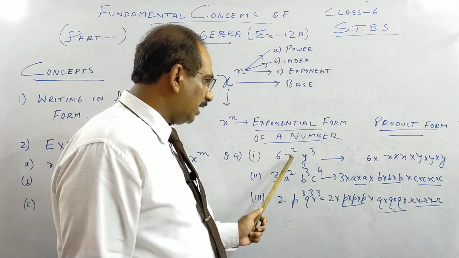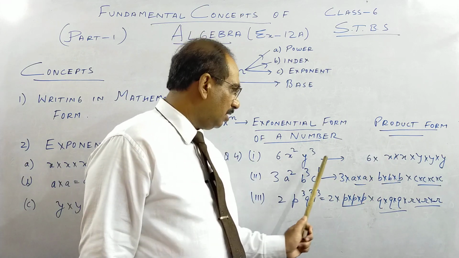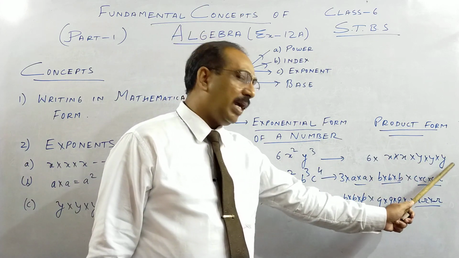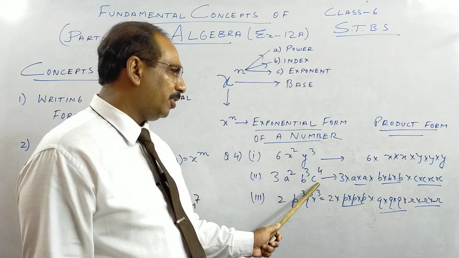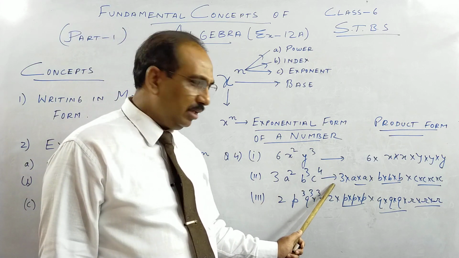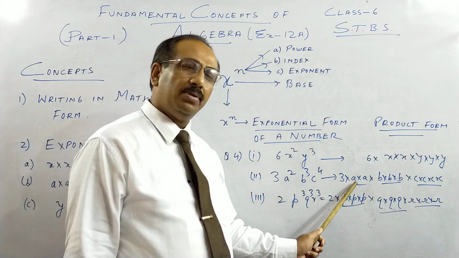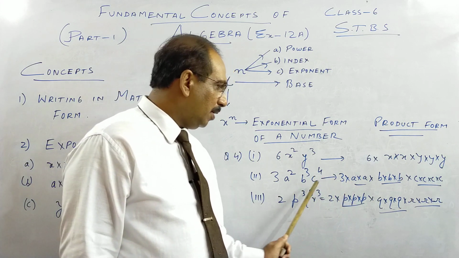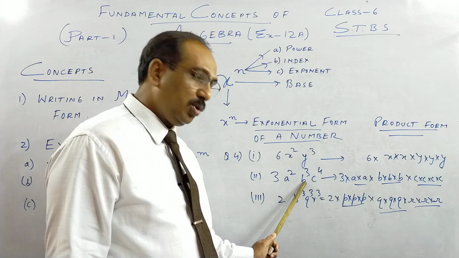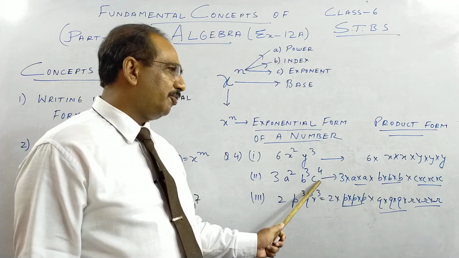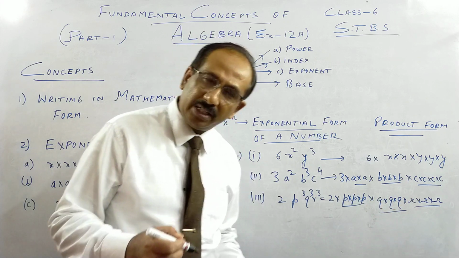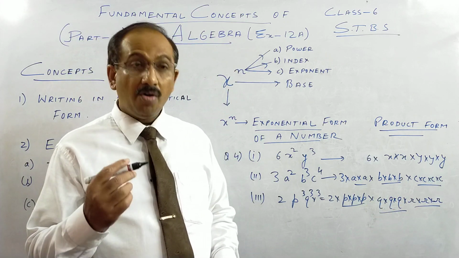So here 6x square means 6 into x into x. Y cubed means y is multiplied 3 times. 3a square b cube, c to the power 4. So 3 remains 3. A square means a multiplied with a. B cubed means b into b into b. C to the power 4 means c is multiplied with itself 4 times.